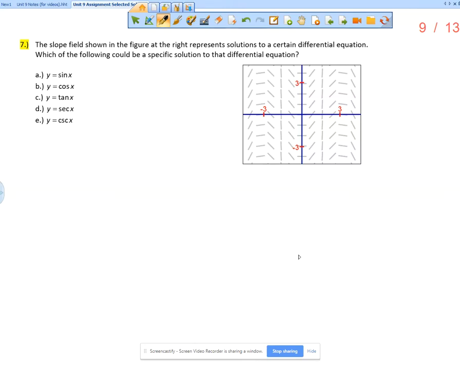This is the solution video for section 9.3, problem number 7. The slope field shown in the figure at the right represents solutions to a certain differential equation. Which of the following could be a specific solution to that differential equation?